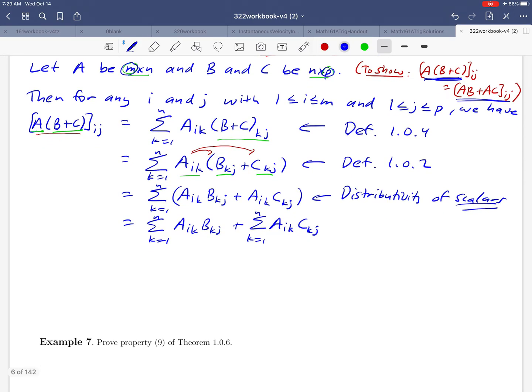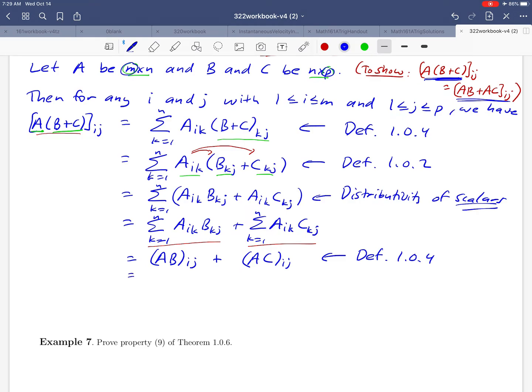And take a look at the two sums that we have here. This had to do with the definition of the product of two matrices. That was our definition of what you get in the ith row and the jth column of the product matrix AB. And then similarly, this is also the definition of the product, but this time of A with C. So we just used definition 1.0.4, the definition of the product of two matrices, twice, once for AB and once for AC.